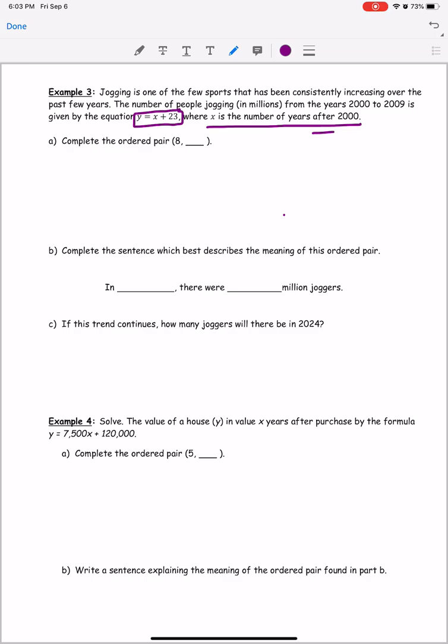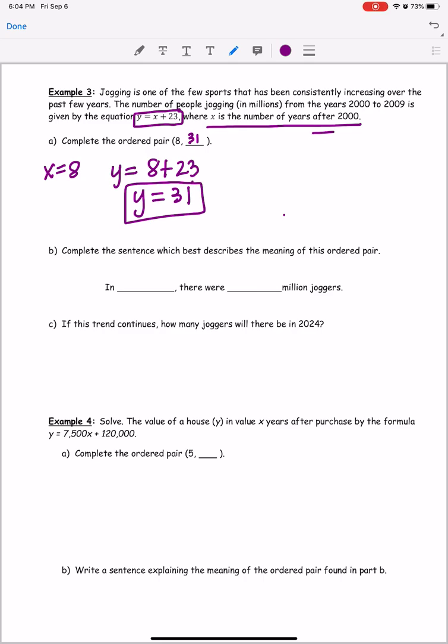We have 8 comma something. So this is x and y, so that means x is 8. We're solving for y. So if x equals 8, plug that in to this x here. So that means we've got y equals 8 plus 23. 8 plus 23 gives me 31. So that is my ordered pair.